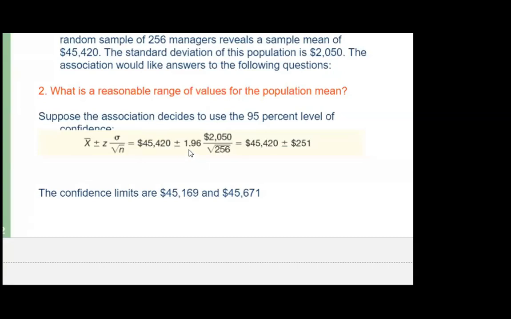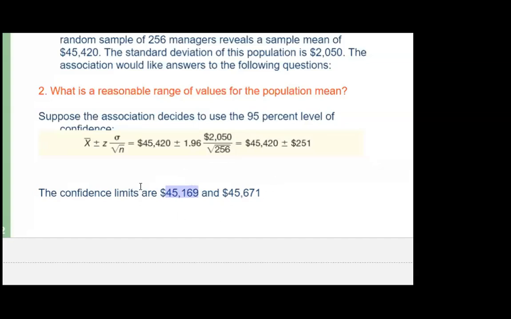And earlier we showed you that 1.96 is a z-value associated to 95%. The z-value for 95% is a two-tail, 1.96, multiplied by standard deviation, which is given, divided by radical sample size, which is given. Substitute the numbers, calculate the plus minus. So plus will give you the upper bound. Upper bound is 45,671. Lower bound is 45,169.